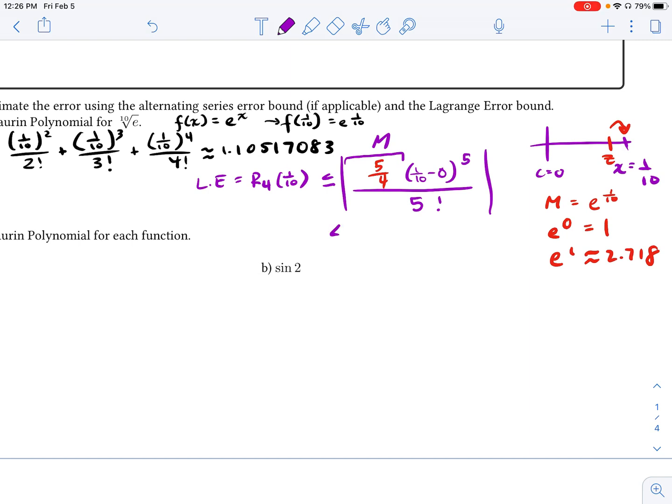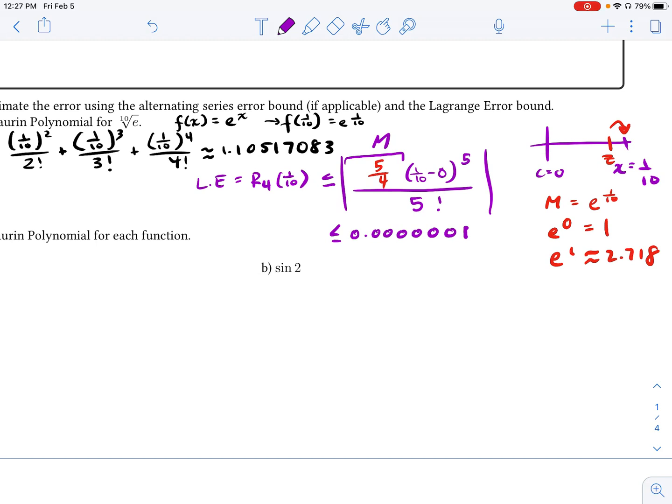So here, now that I have 5 over 4, I'm just going to approximate 5/4 times 1/10 to the 5th power, all divided by 5 factorial. And that comes out to approximately, let me just go ahead and put that into my calculator, 5/4 times 0.1 raised to the 5th power, all of that divided by 5 factorial, or the same thing as all of that divided by 120, should give us 0.00000, how many zeros is that? 0, 1, or 1 times 10 to the negative 7th power.